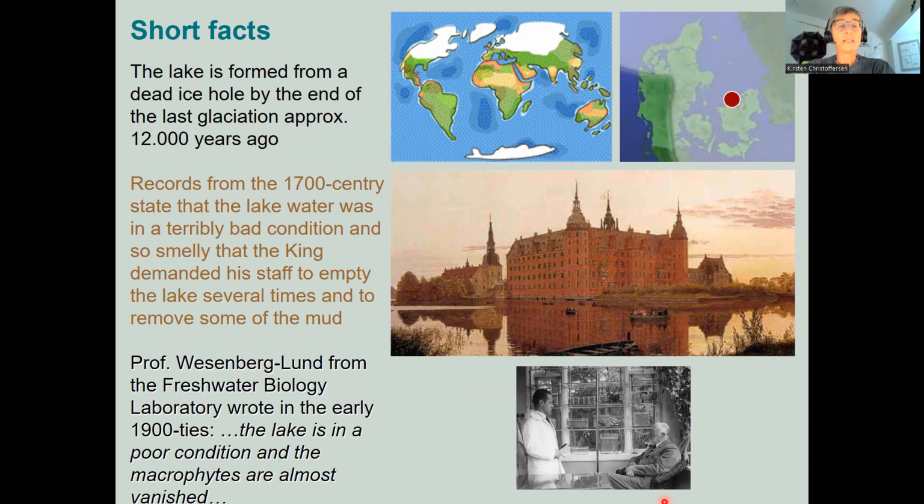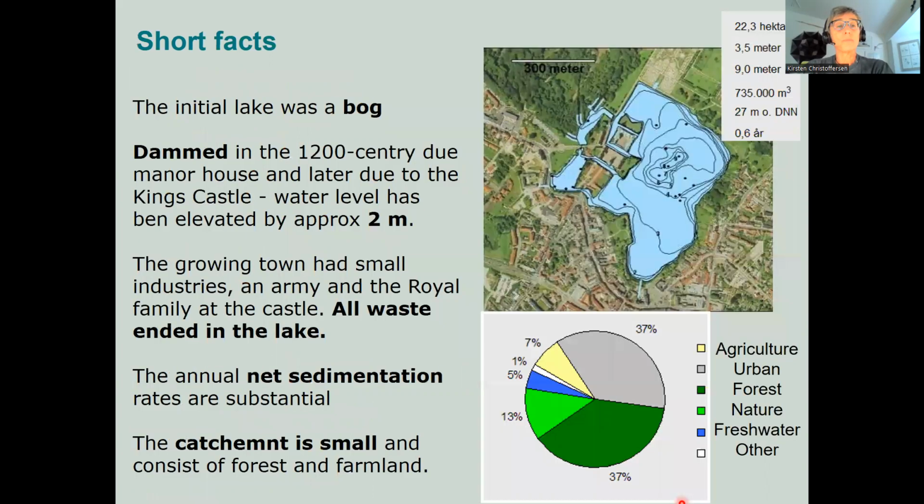So in the early 90s, the professor at the Freshwater Biological Laboratory concluded that the lake was in a very poor condition and that the plants at the bottom had vanished. The lake is actually a bog from the beginning. It was dammed when they built the castle in the 1200s, so it is now 2 meters above the normal water level. And over all these hundreds and hundreds of years, it has received wastewater. So that means that the accumulation of organic material at the bottom is quite substantial.